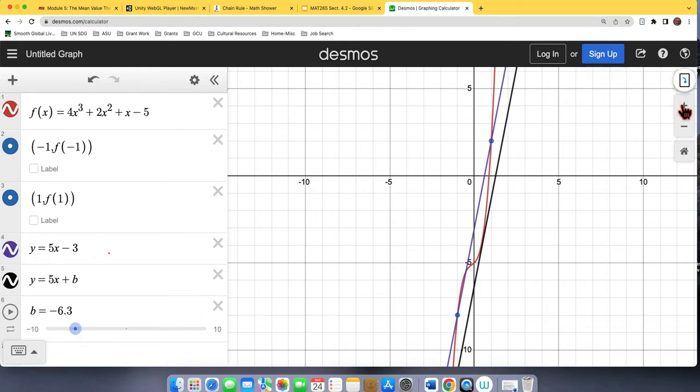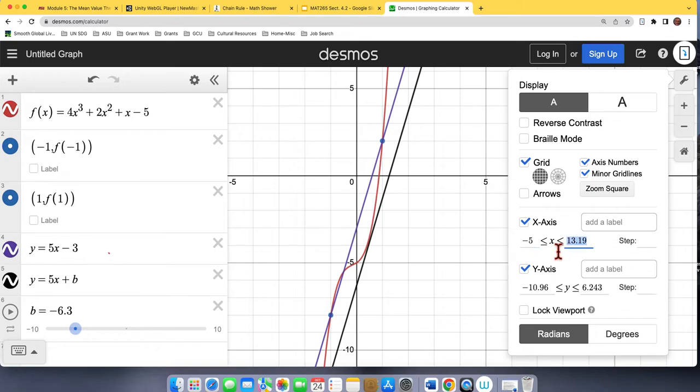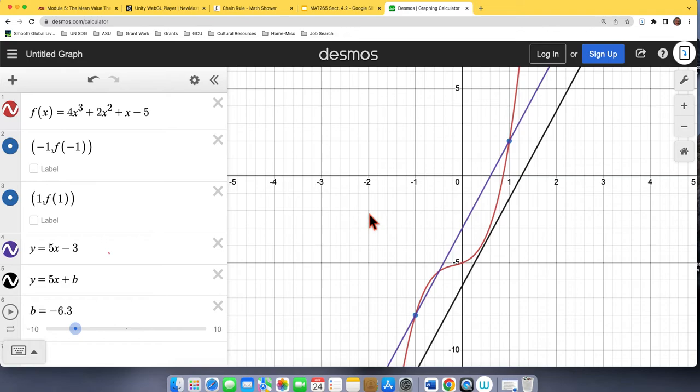And let me, I think what might help is, let's bring the window in a little bit. Let's go -5 to 5. So we can still see it, but we're kind of squished in a little bit. And then it doesn't look quite like it's touching, but you could see if I, yeah, maybe about there.